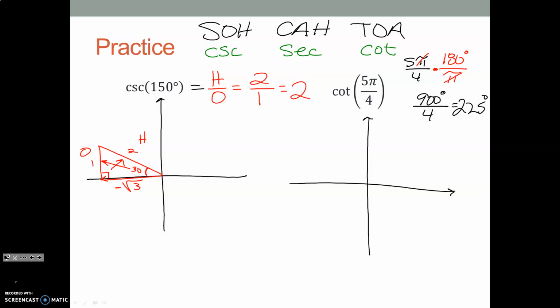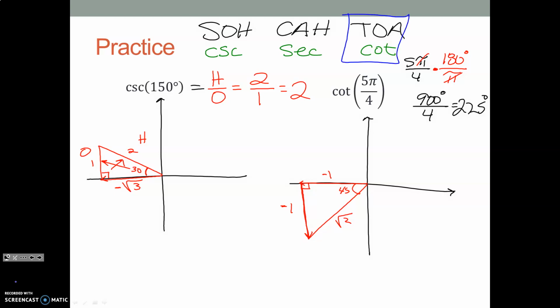Okay, 180 is straight across, so 225 minus 180 would give me 45. So we have just a 45 degree angle right here, which means this is a 45, 45, 90 triangle. So I can go 1, 1, and then this would be square root of 2. Okay, pay attention to my negatives. So I'd have a -1 and another -1 because I went to the left, which makes that negative, and I went down, which makes that negative. So I have -1, -1.